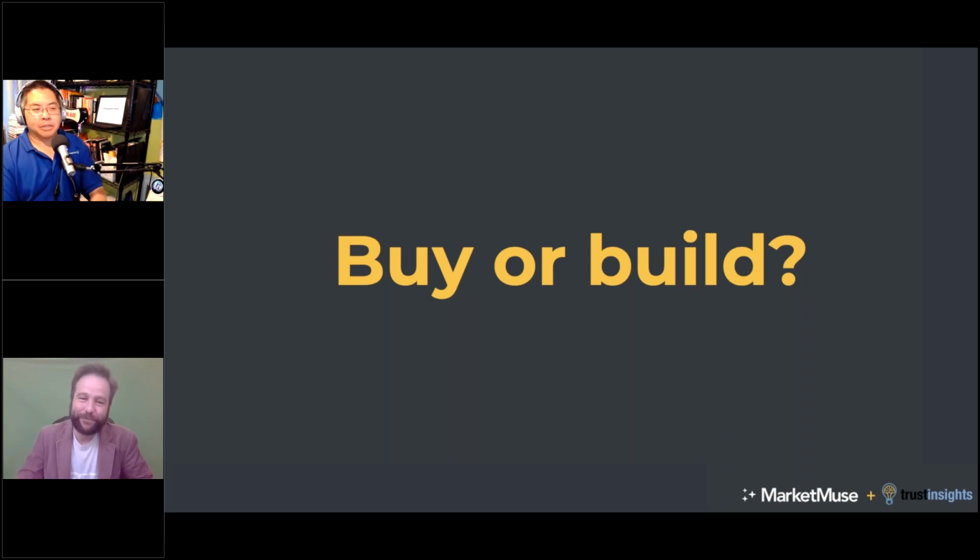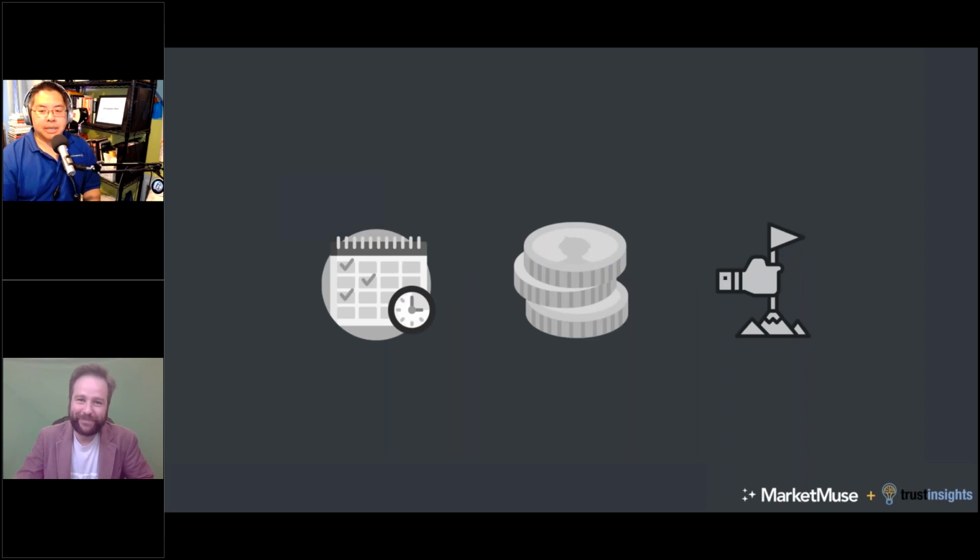On the topic of buy or build, there's three considerations: time, money, and strategy. If you have time and you don't have money, you're probably going to build it. When you have money and you don't have time, you're probably going to buy it. But core to it all is your strategy.